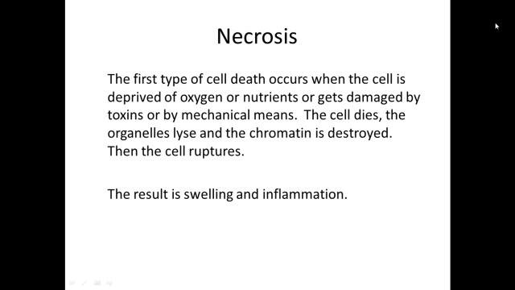It's a type of cell death that occurs when the cell is deprived of oxygen or nutrients, or it gets damaged by toxins or mechanical means like a cut or frostbite. The cell dies, then the organelles lyse and the chromatin is destroyed, and then the cell ruptures. The result is swelling and inflammation, and the tissue, because it's dead, turns black. So, if you think about someone who has really bad frostbite where the tissue turns black, that's necrosis.